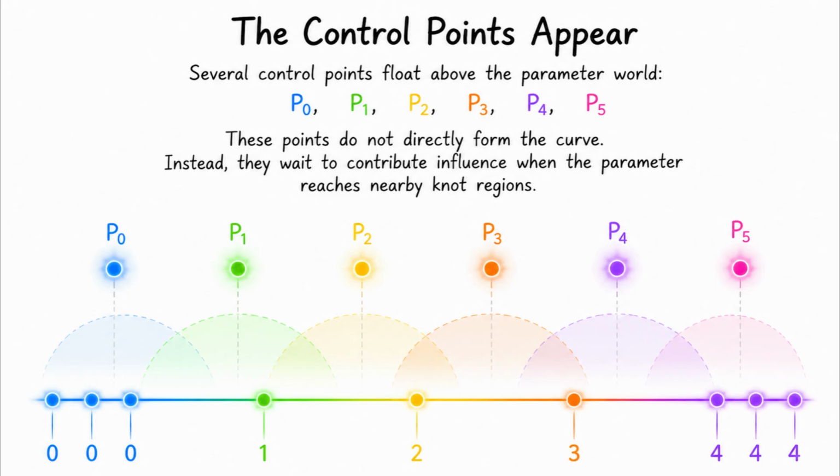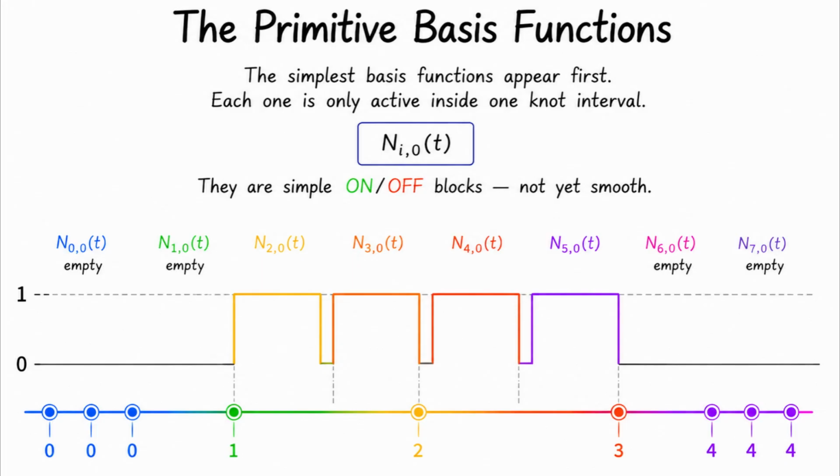The simplest basis functions are only on or off. Each one activates inside a small knot interval. At this stage, the system is still rigid and block-like.